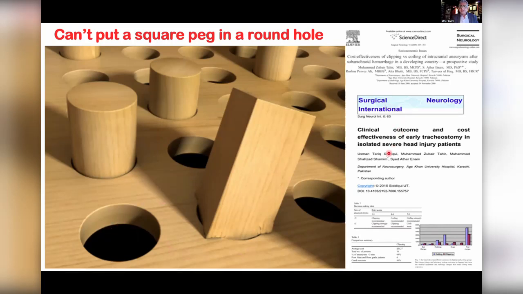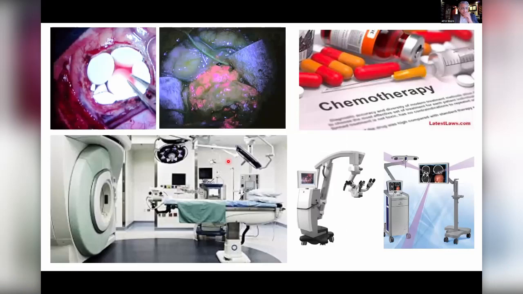So there are things like I've written on early tracheostomy over here, and things like cost effectiveness of clipping versus coiling. Coils are very expensive, so there are a lot of things that we have to modify based on LMICs and resources. Still, we try to focus on high ticket items. Some of the neurosurgeons' toys over here: navigation systems and expensive MRIs.